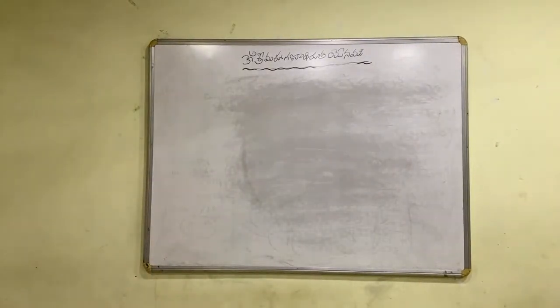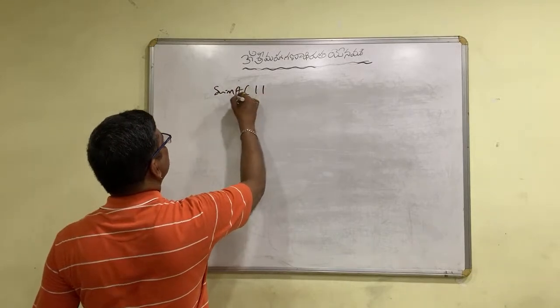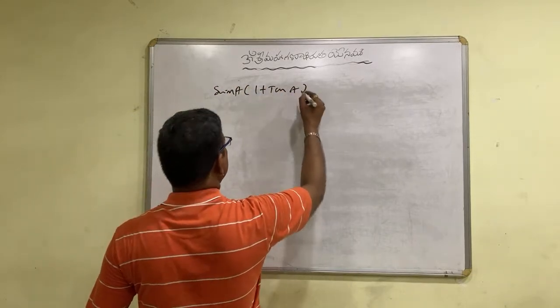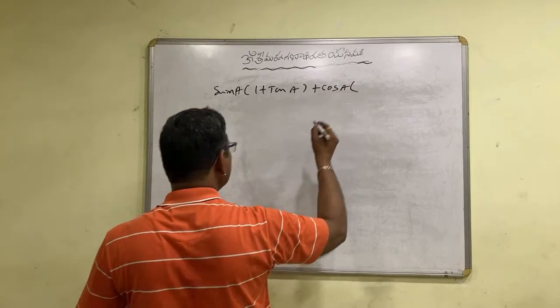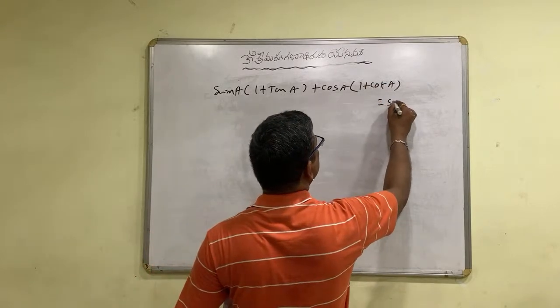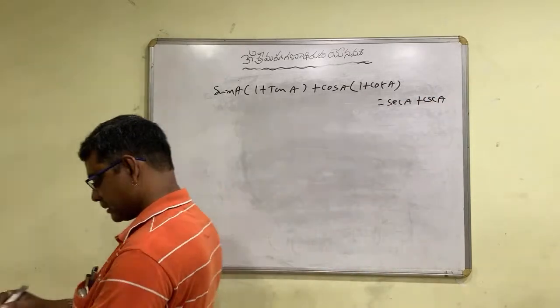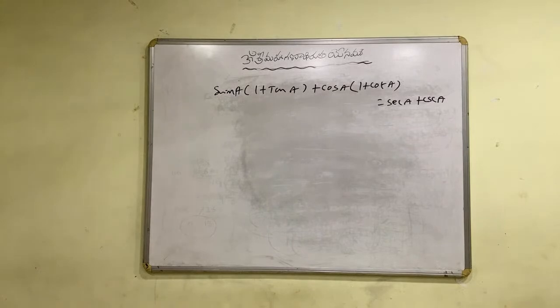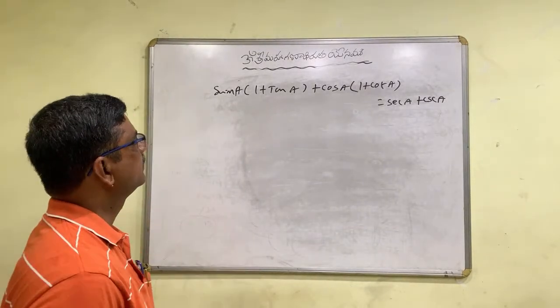Problem number 6. Sin A into 1 plus tan A plus cos A into 1 plus cot A, and the result is secant A plus cosecant A. So how to solve this one? Any guesses?